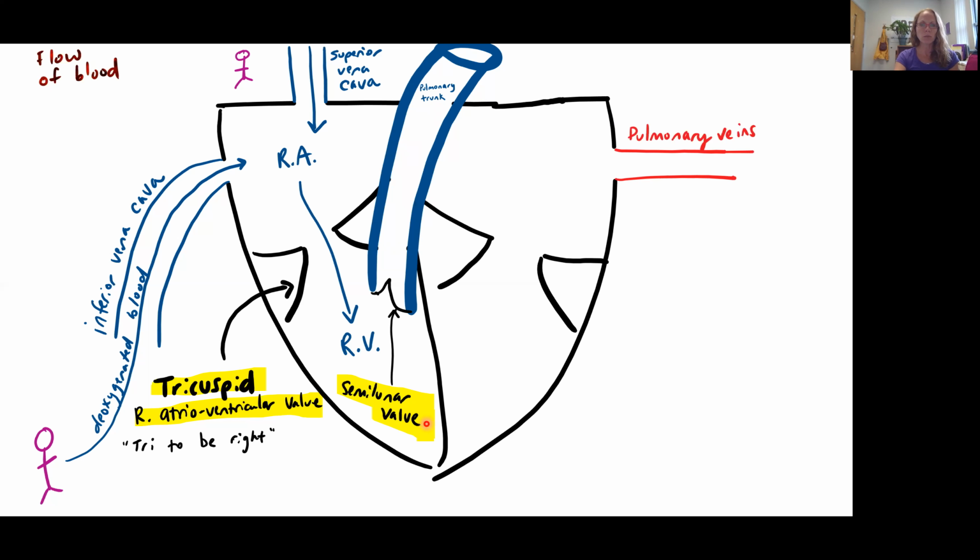So blood is going to move from the right ventricle, push open the semilunar valve, go out the pulmonary trunk heading towards the lung. The lung here is in purple because that's where gas exchange is going to be happening. So we're going to go from being deoxygenated to being oxygenated.